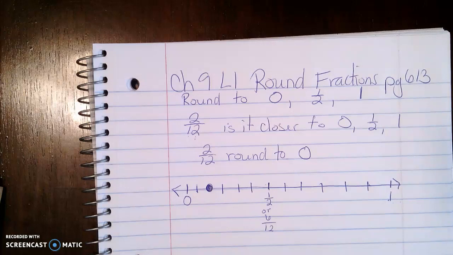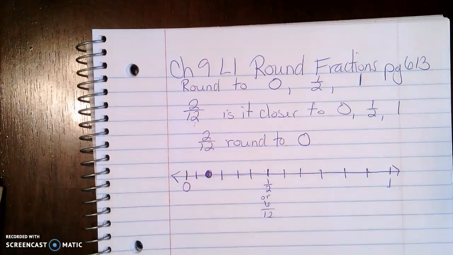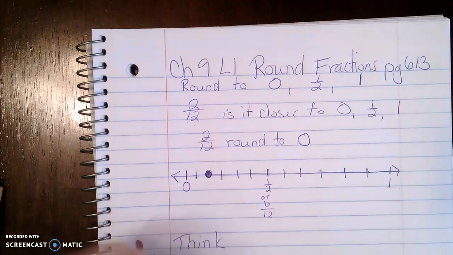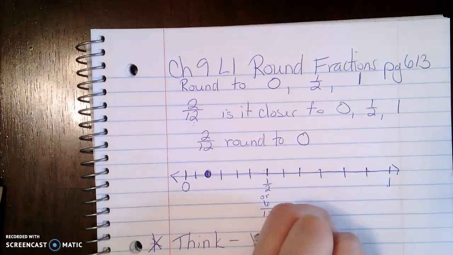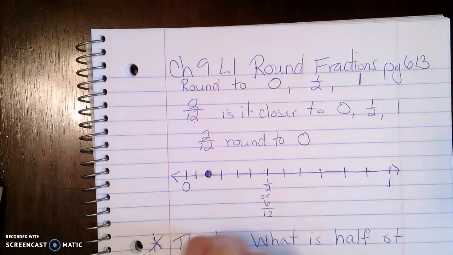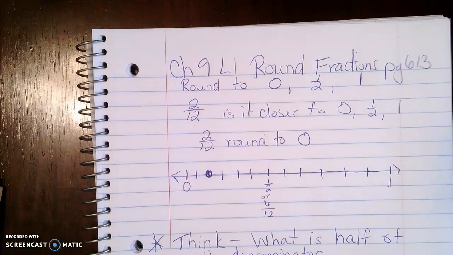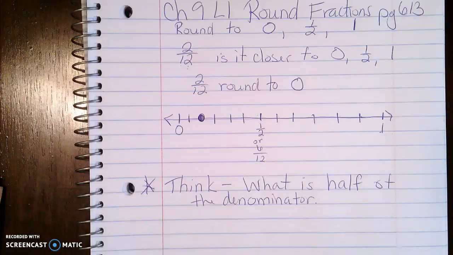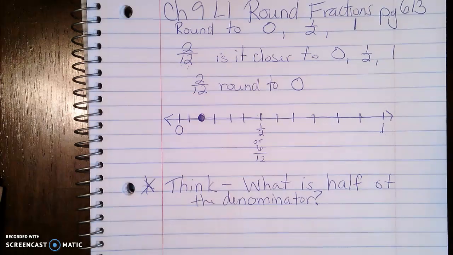Without the number line, I have to know what half of the denominator is. So we're going to put here, think: what is half of the denominator? And if the fraction is very close to half of the denominator, then it would round to 1/2. So I'm going to think what is half of the denominator and then decide from there.